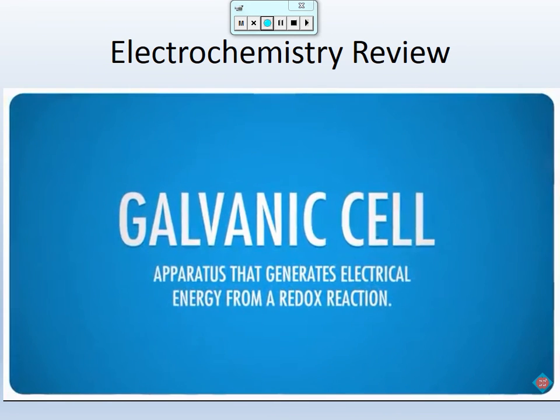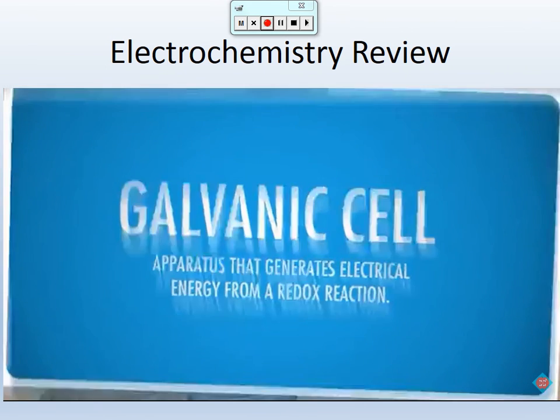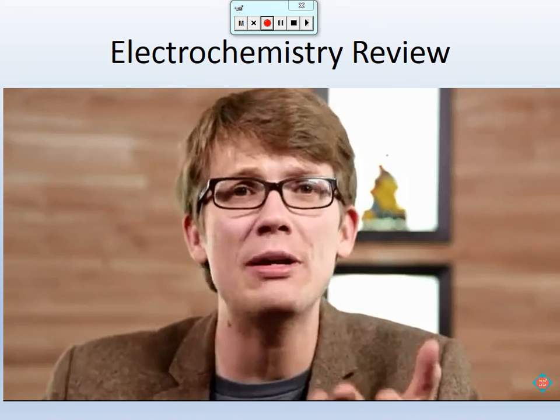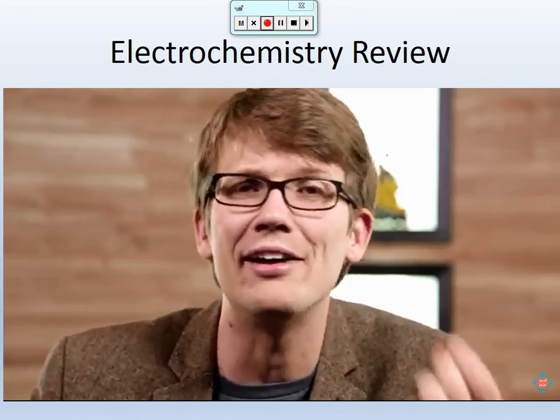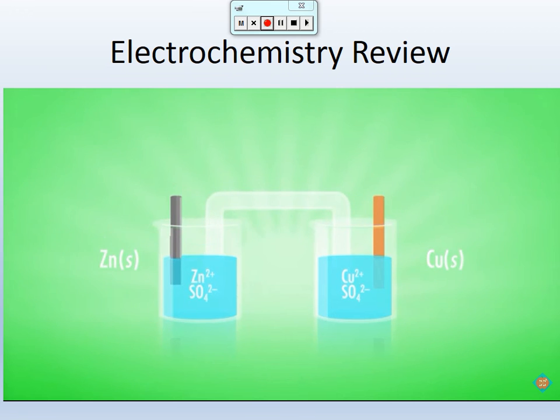Alkaline batteries are a type of galvanic cell, which is generally defined as an apparatus that generates electrical energy from a redox reaction. Here's another example of a galvanic cell, one where the interesting part is the flow of whole ions instead of the flow of electrons. In this case, wires connect metal rods that are suspended in a solution. They're the anode and cathode here.